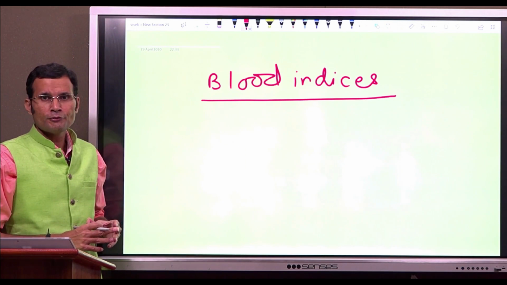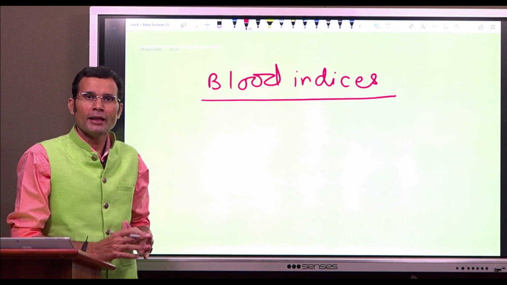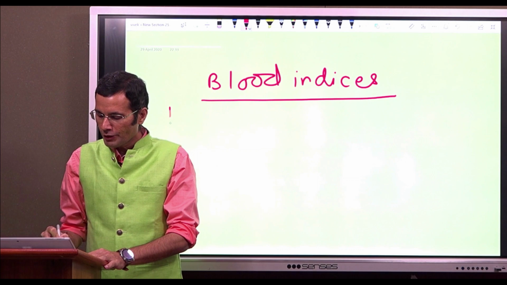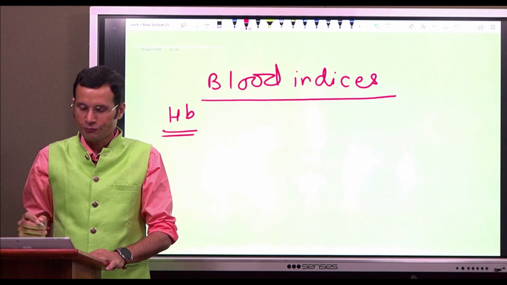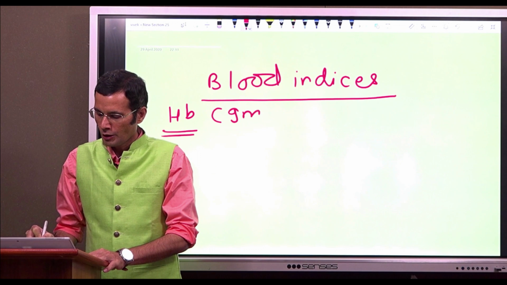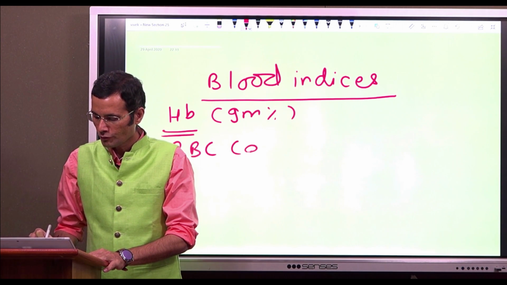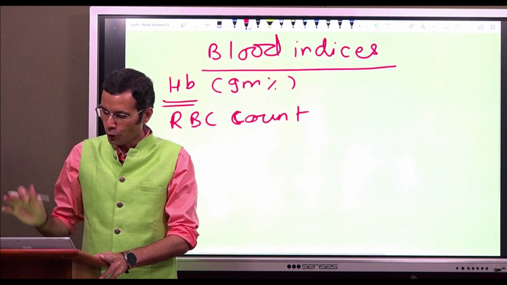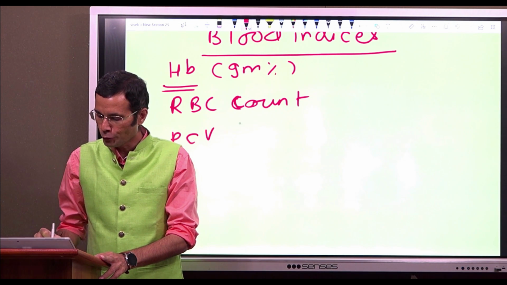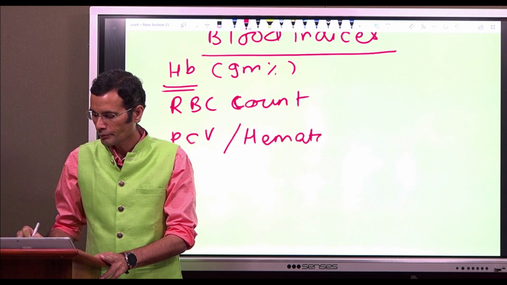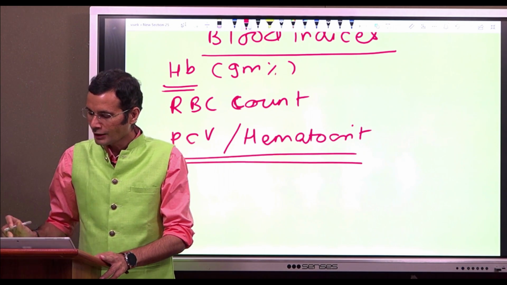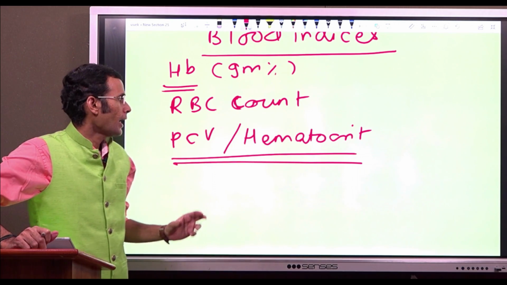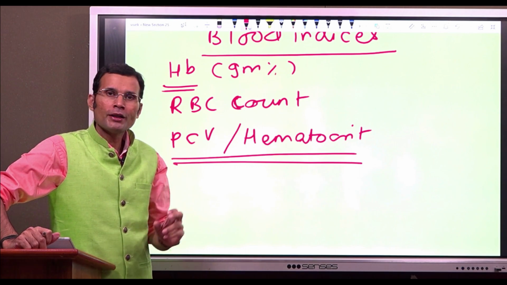So, first things first, what do we need beforehand? Before we start calculating the blood indices, we will need the hemoglobin estimation of the person. We will need the RBC count, and then we also perform the packed cell volume or hematocrit. The packed cell volume is the volume of the packed cells, after the plasma has been separated, in a unit quantity of blood.